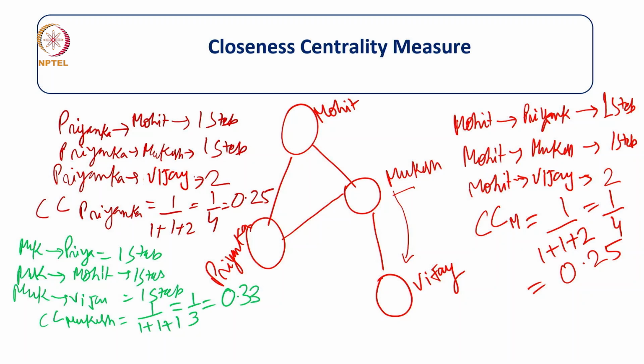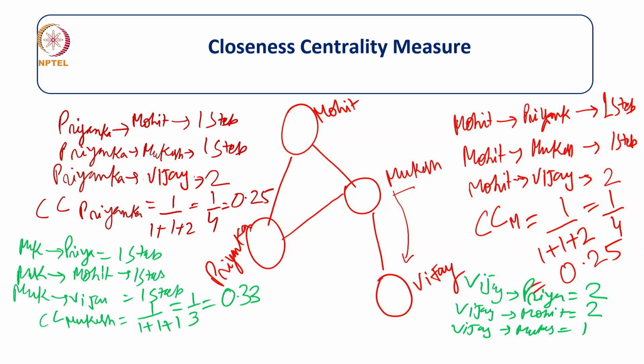Now if we calculate the closeness centrality measure for Vijay, for Vijay to Priyanka, it is 2. For Vijay to Mohit, it is 2. For Vijay to Mukesh, it is 1. So CC for Vijay will be 1 upon 1 plus 2 plus 2. It will be 1 upon 5. It will be 0.2.